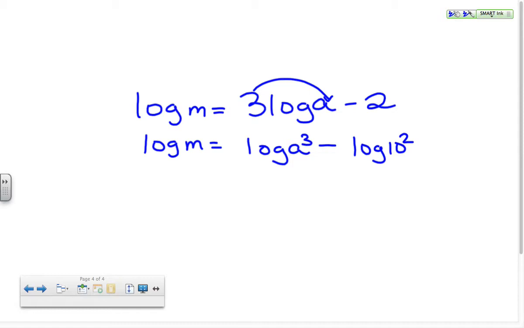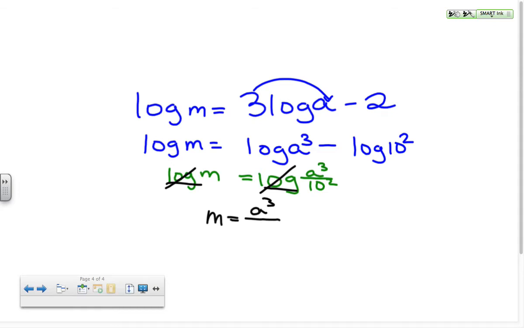Now, since I have no numbers in front of my logs, I can simplify further to log a to the third over 10 squared. This equals log m. And notice again, I have 2 monomials, 2 logs. I can cancel those out, and I have m equals a to the third, and I'm going to simplify this just a little bit, over 100.